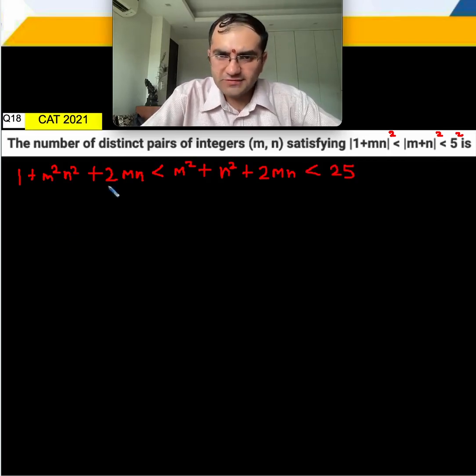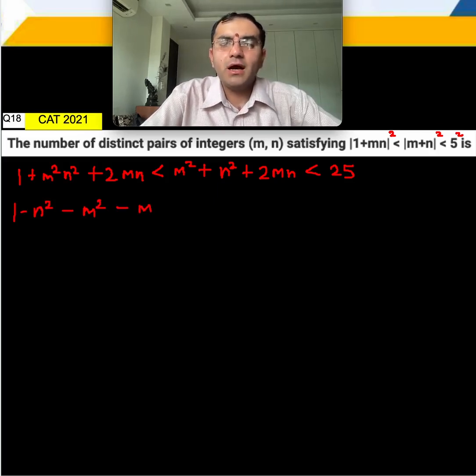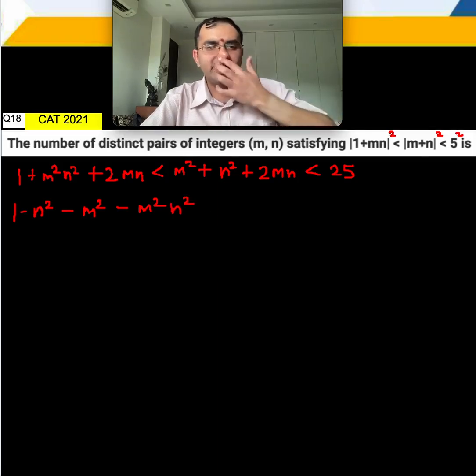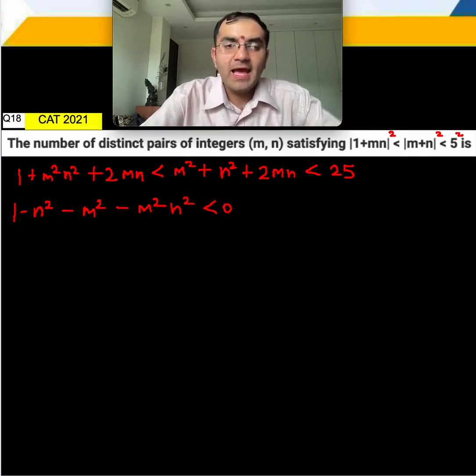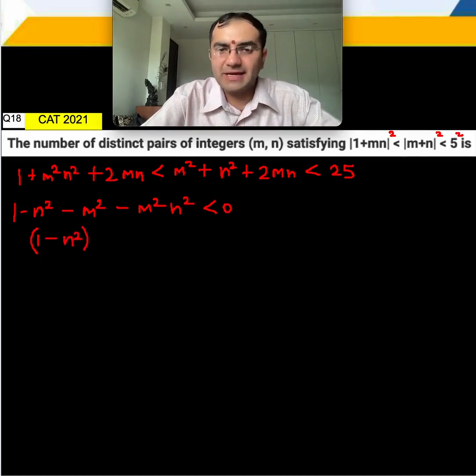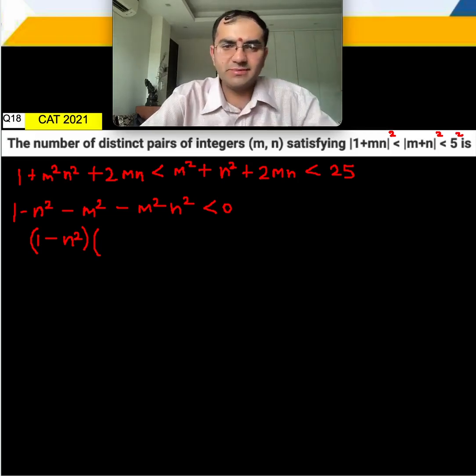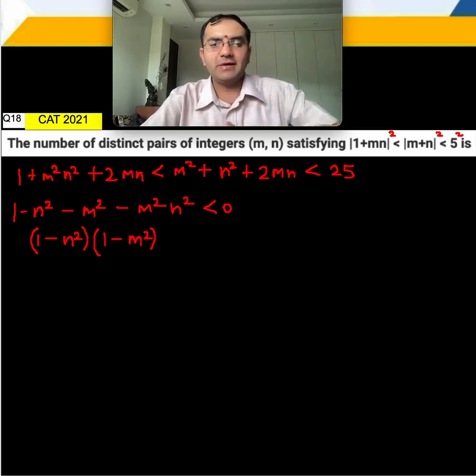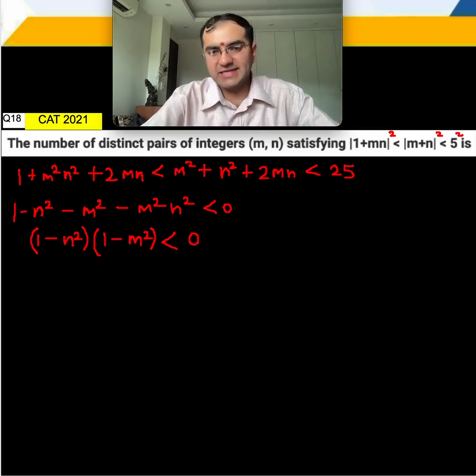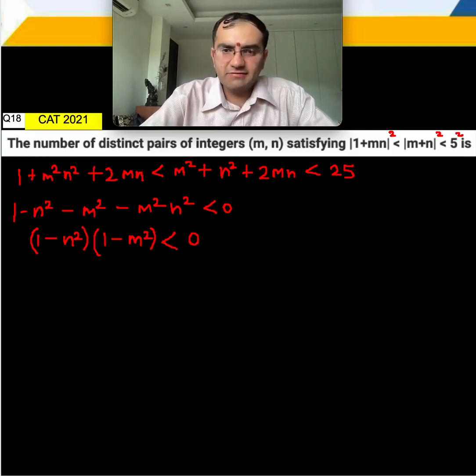We'll focus on this first inequality over here. 2mn will get cancelled. 1 minus n square minus m square, this should be plus, and in the end I'll put plus here, plus m square n square is less than 0. And then over here 1 minus n square, and then when you take minus m square common, you will get 1 minus n square. So when you simplify this, you get 1 minus n square into 1 minus m square is less than 0. I need integral values now.